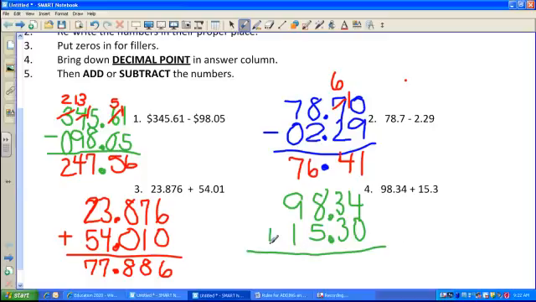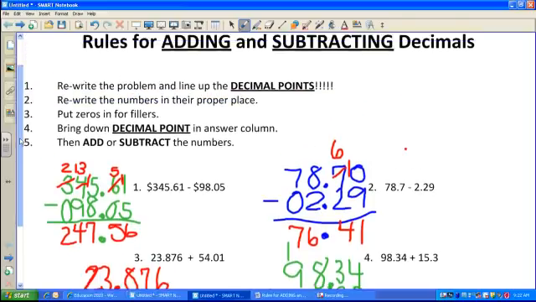Draw my line. I'm adding. My rule says drop your decimal point straight down, and then start adding your numbers. 4 plus 0, I have 4. 3 plus 3, I have 6. To the left of the decimal, I have 8 plus 5. So that's 10 plus a 3, so that's 13. Carry my 1. 9, 10, 11. So I'm dropping both numbers down because I don't have anything else to carry over to. So problem number 4, I should have 113.64.